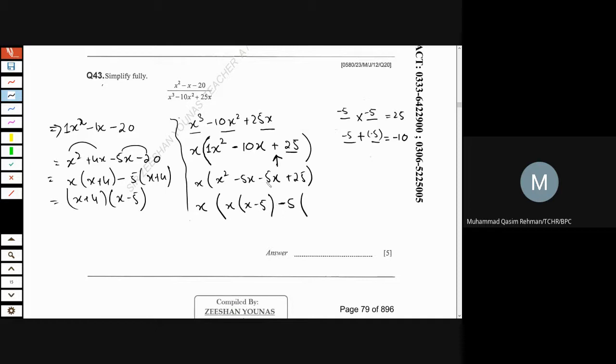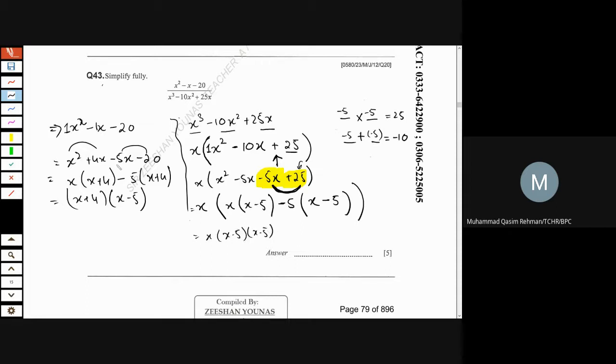Now as I have taken minus 5 common from these two terms, the signs will change. Whenever you take a negative sign as common, it changes the sign. The first term of the highlighted part is negative, so now it will be positive x. The second term is positive, which will be changed to negative. Now 5 times 5 is 25. See, logically the same, not forcefully. So x into x minus 5 into x minus 5.